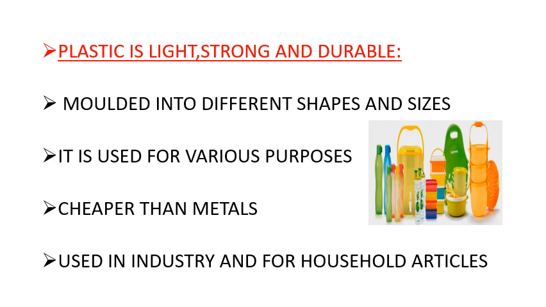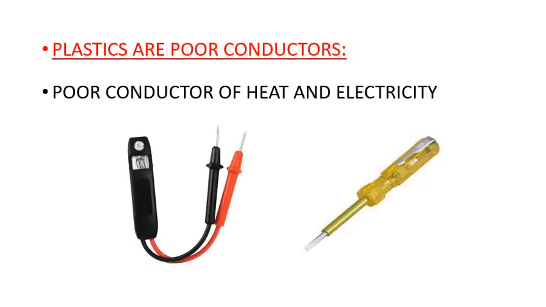Plastic is light, strong and durable. It can be molded into different shapes and sizes. It is used for various purposes. Plastics are generally cheaper than metals. They are widely used in industry for making household articles. Plastics are poor conductors of heat and electricity.